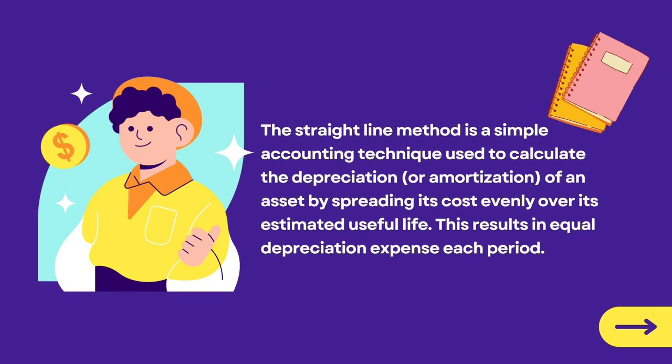So what exactly is the straight line method? It's a simple way to calculate how much an asset loses value over time. We call that depreciation. The idea is to spread the asset cost evenly over its estimated useful life. This means we'll have the same depreciation expense every period, which makes things easy to track. So now that we know the straight line method, let's proceed to the formula.